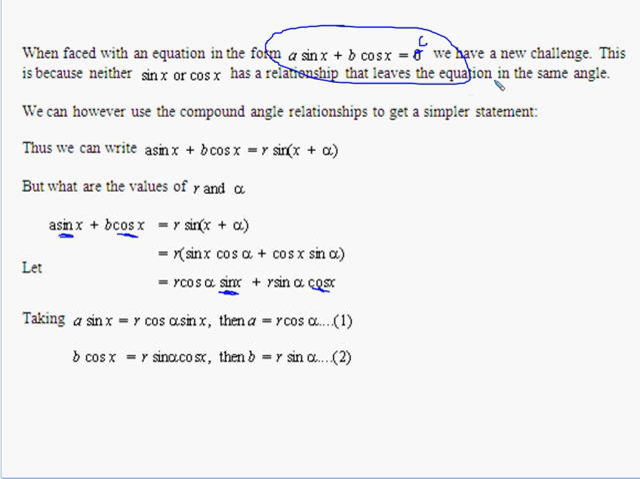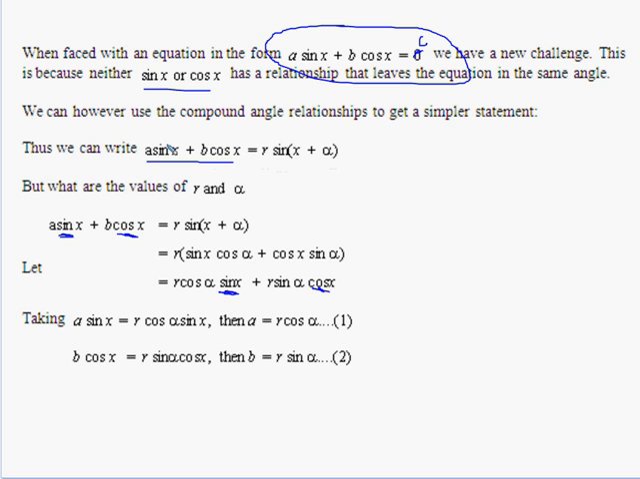This leaves us with a problem, because with sine x or cos x, we can't just manipulate these to suit what we need. If it's equal to 0, it's not a bad manipulation. We can manipulate it. If it's any other number, we can't. So what we want to do is write something like a sine x plus b cos x in this form, where you've got some number times sine of x plus an angle.